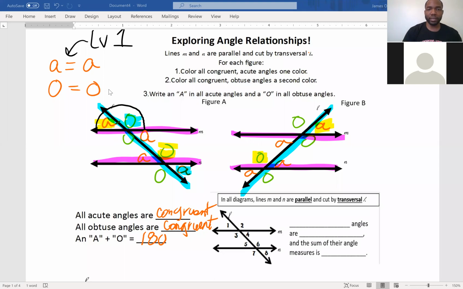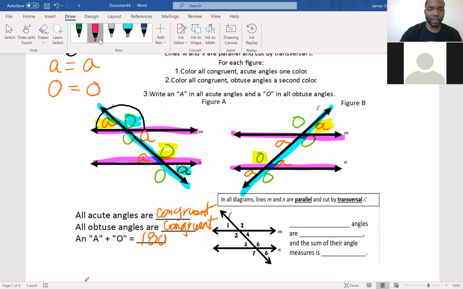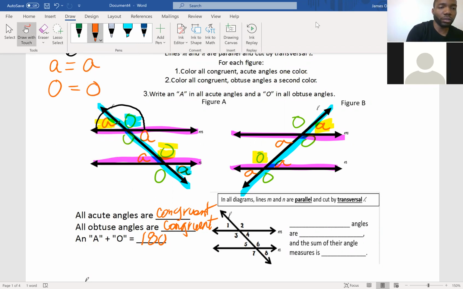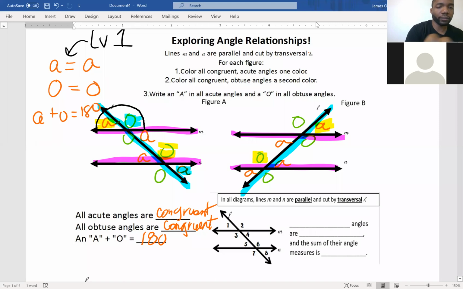And then we are also saying, I didn't write this down, so let me put this in there, that A plus O equals 180. Those are the three things we're saying at level 1. All A's or acute angles are equal to each other, all obtuse angles are equal to each other, and then A plus O equals 180. That's what we're saying.